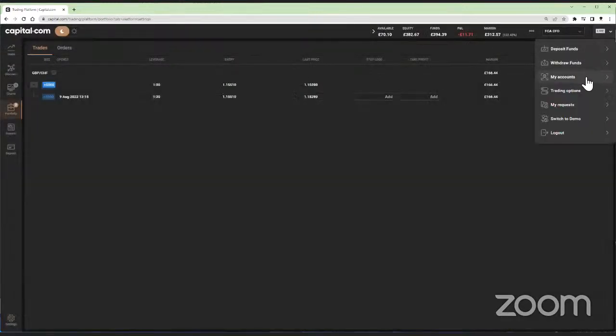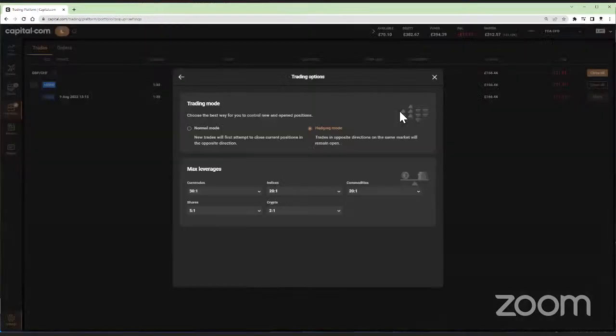Okay, and then we go to trading options. So here you could see the different leverages for currencies, for shares, for indices, commodities, crypto. And this is very important actually, the trading mode, normal mode or hedging mode. Now, let me explain the difference.